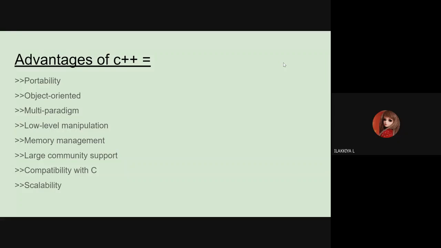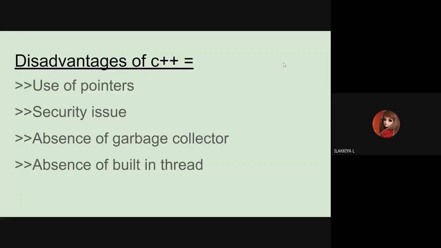The last topic is the disadvantages of C++. So in this there are four disadvantages: use of pointers, security issues, absence of garbage collector, absence of built-in thread. These are the four major disadvantages of C++. Use of pointers. Pointers in C++ are a relatively difficult concept to grasp and they consume a lot of memory. Misuse of pointers, like wild pointers, causes the system to crash or misbehave.